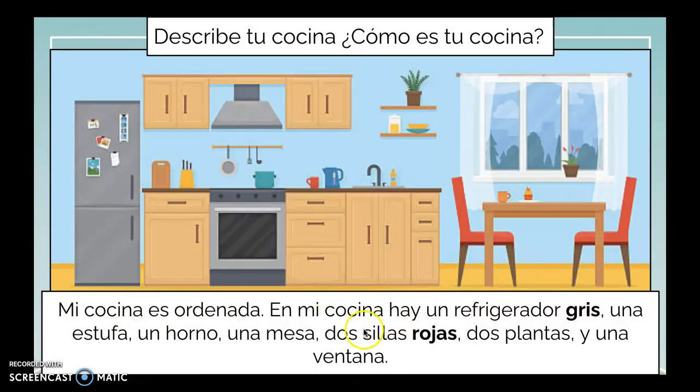And again, with a few more details, for instance, un refrigerador gris or dos sillas rojas. So we can add the color. And that is basically how it goes with this objetivo. I think you guys are going to ace it. Work on that vocab so that you can describe what's in your room.